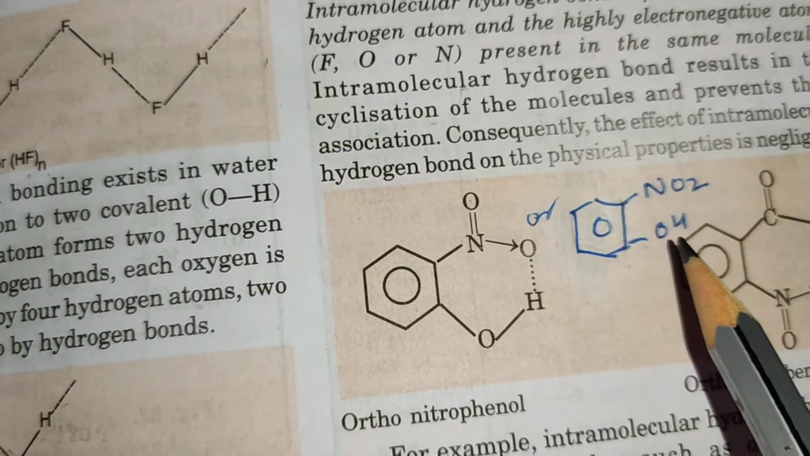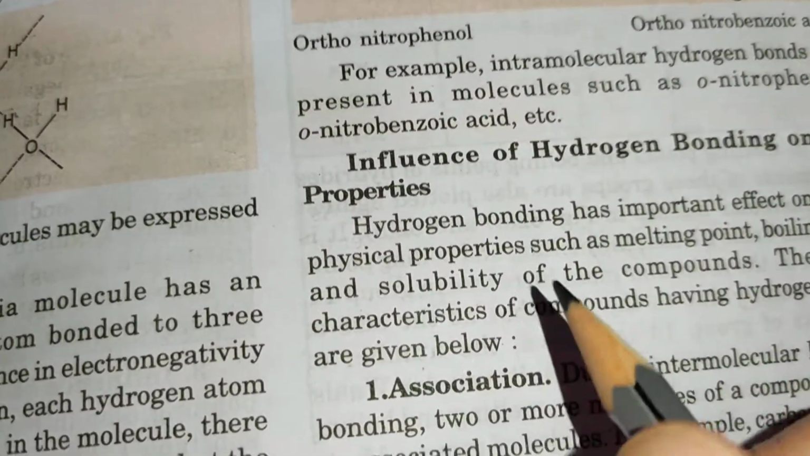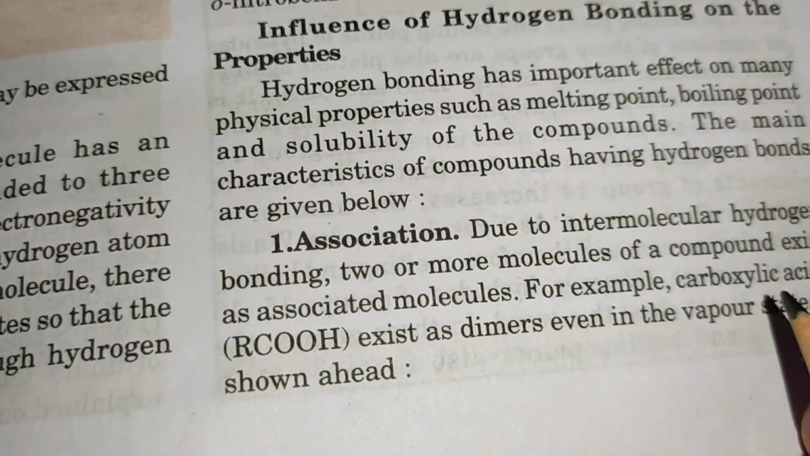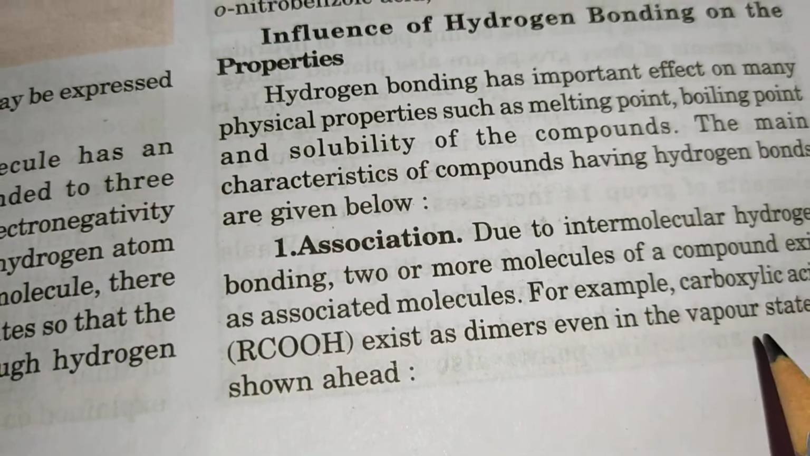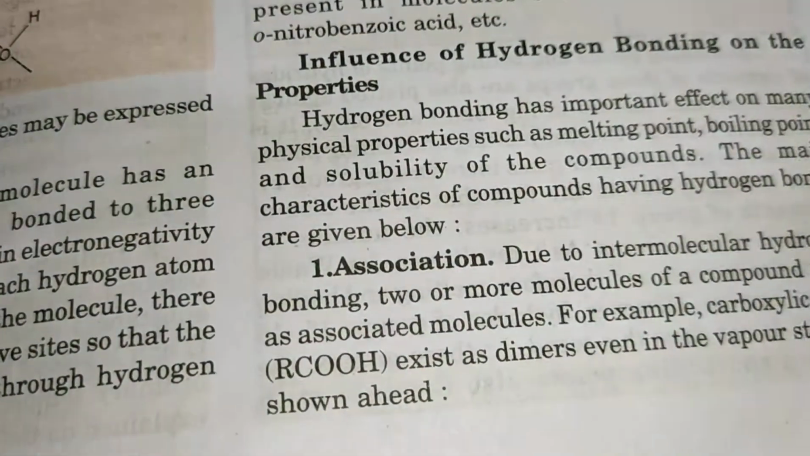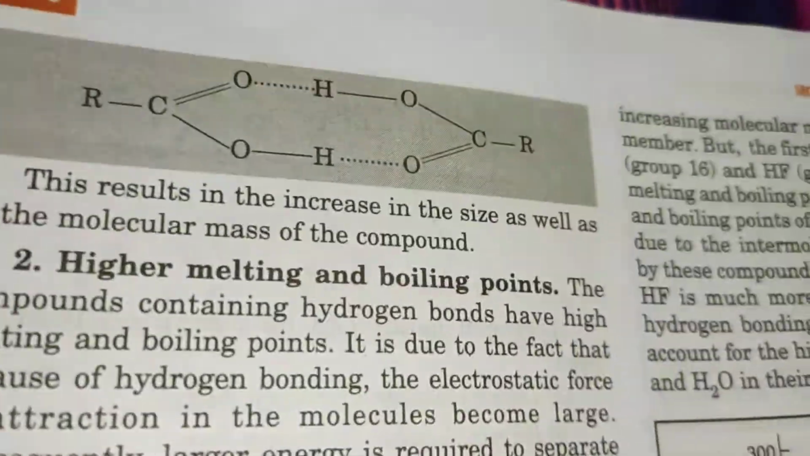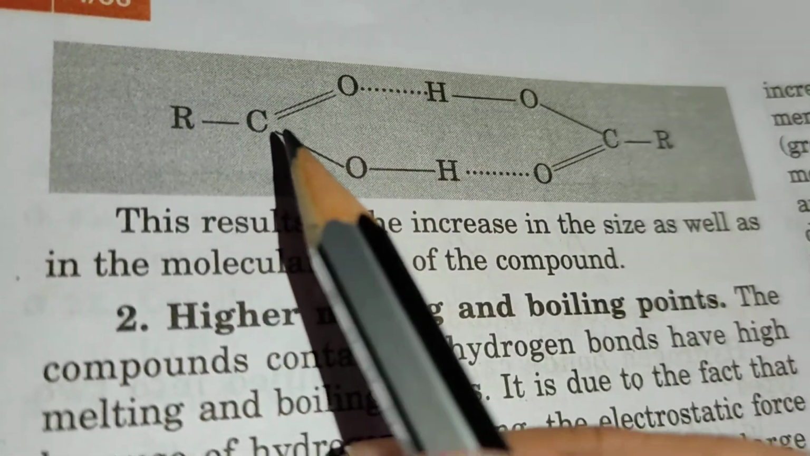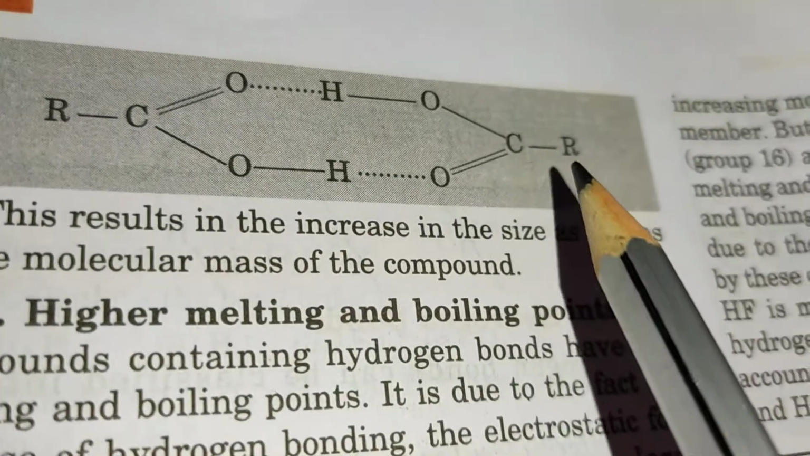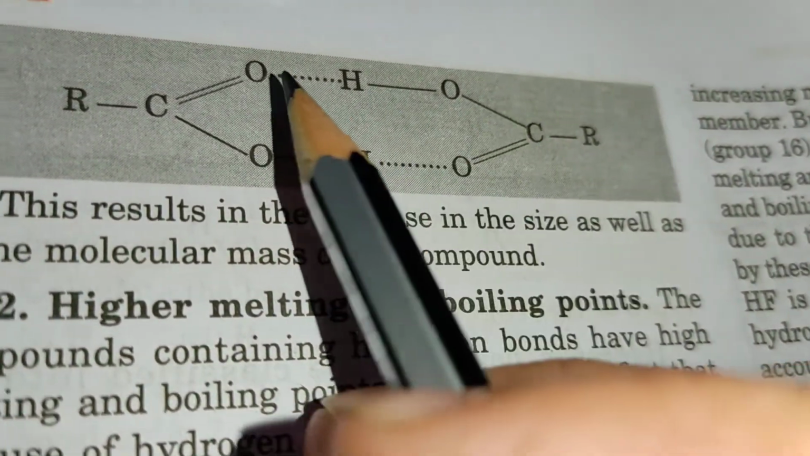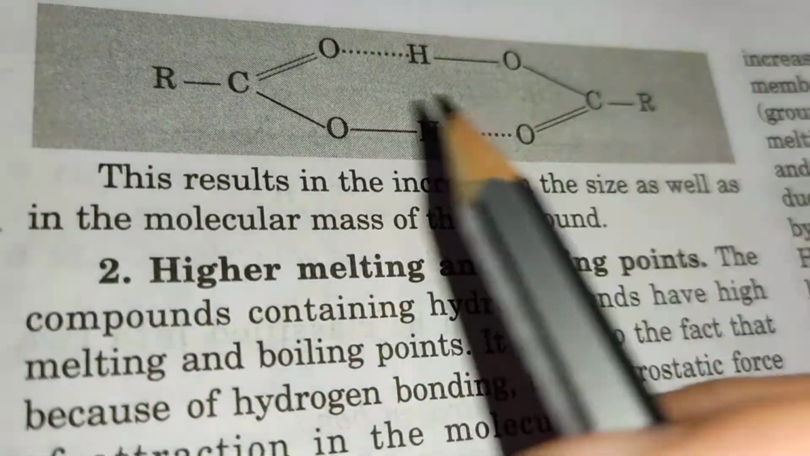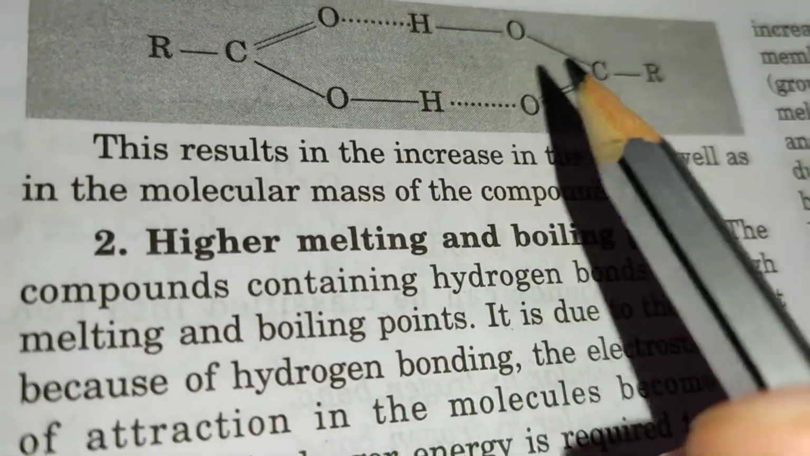So this hydrogen bonding has a great influence on the properties. For example, the molecules become associated. The carboxylic acids exist as dimer even in the vapor state because of this hydrogen bonding. We can see here, this is this carboxylic acid, RC double bond O, OH, and this is another RC double bond O, OH. So we can see the hydrogen bond. This is a dimer. Dimer is when two of these molecules combine.